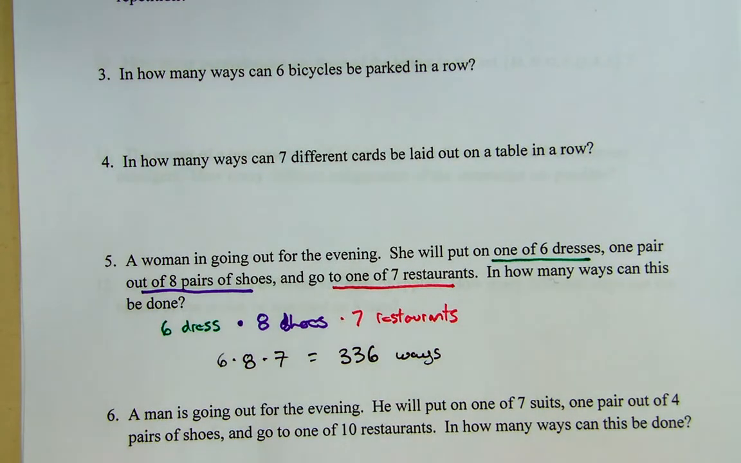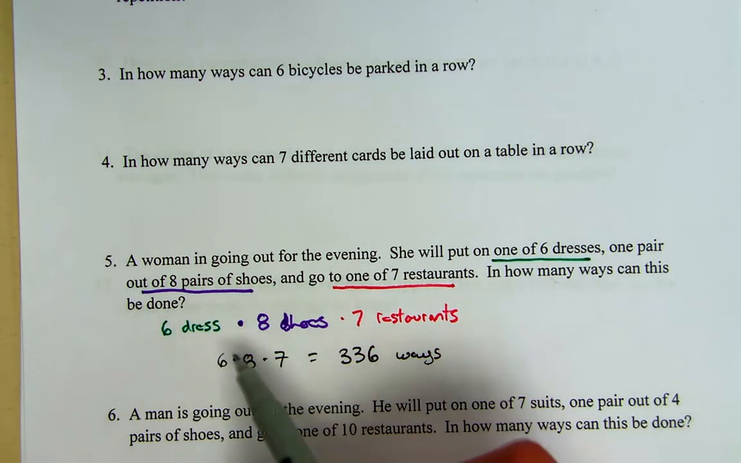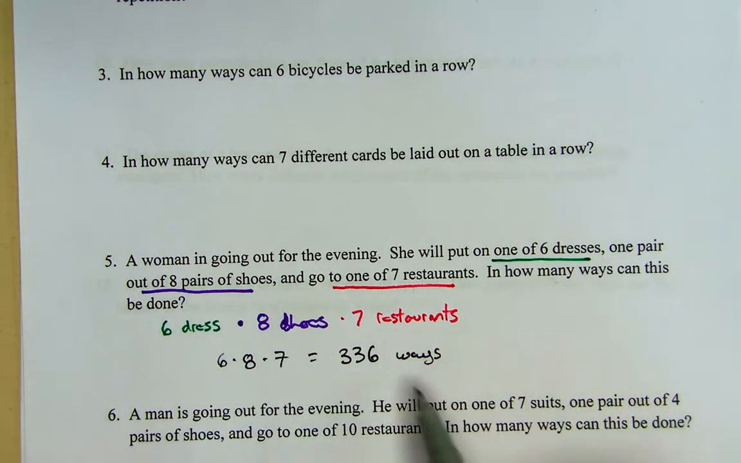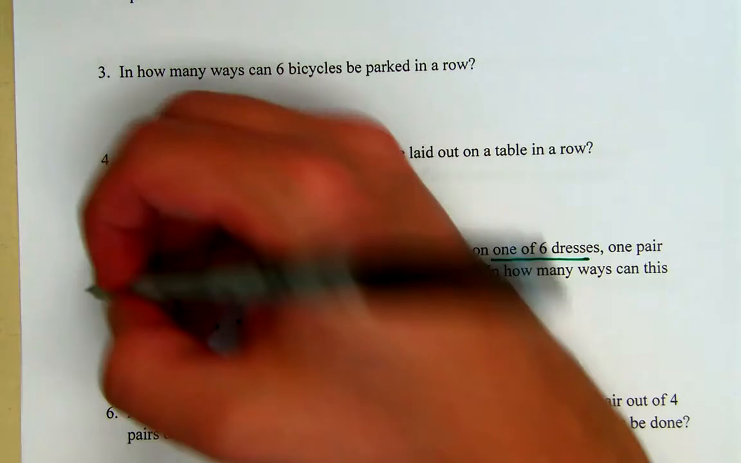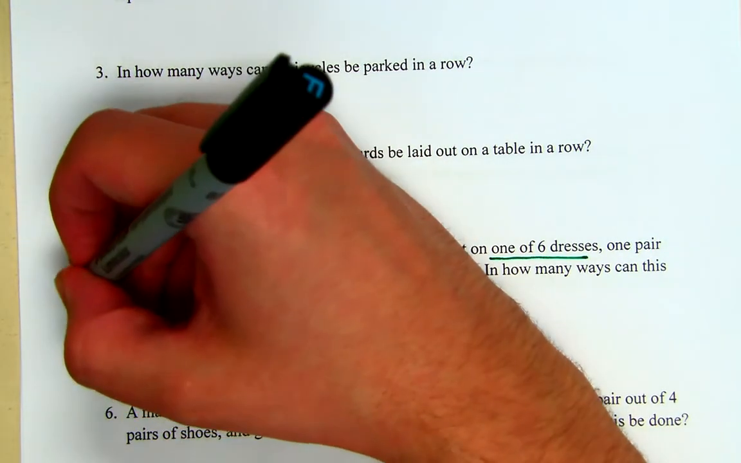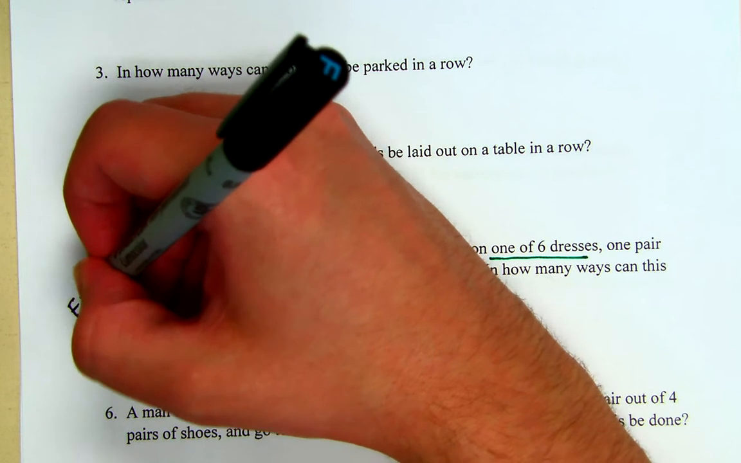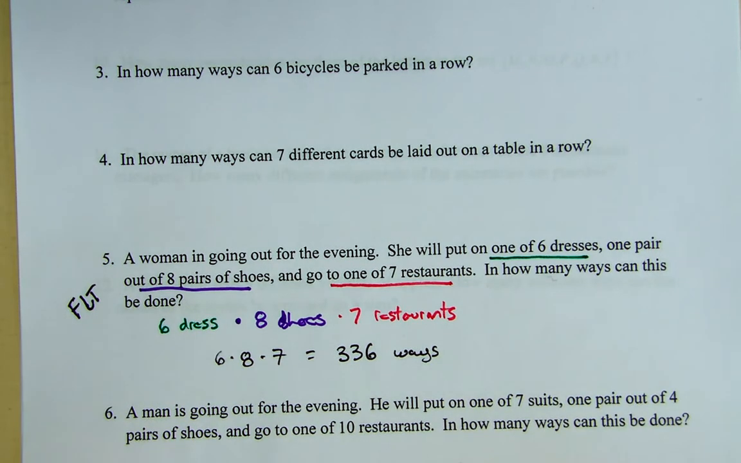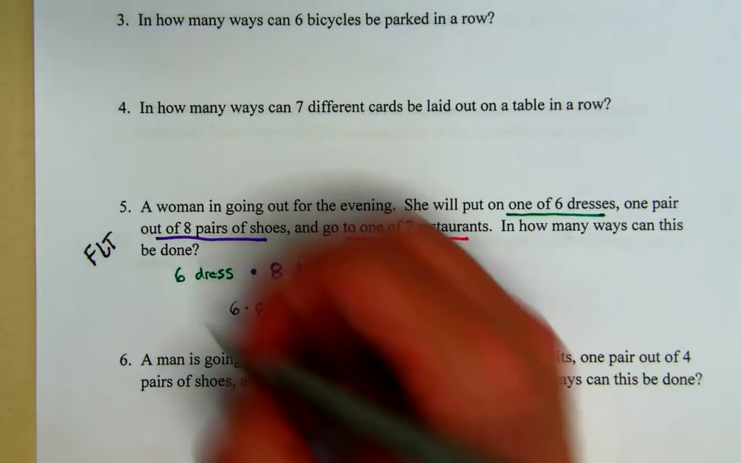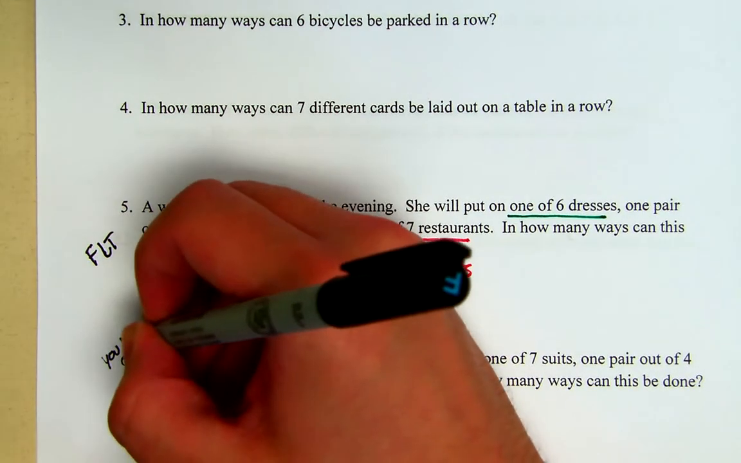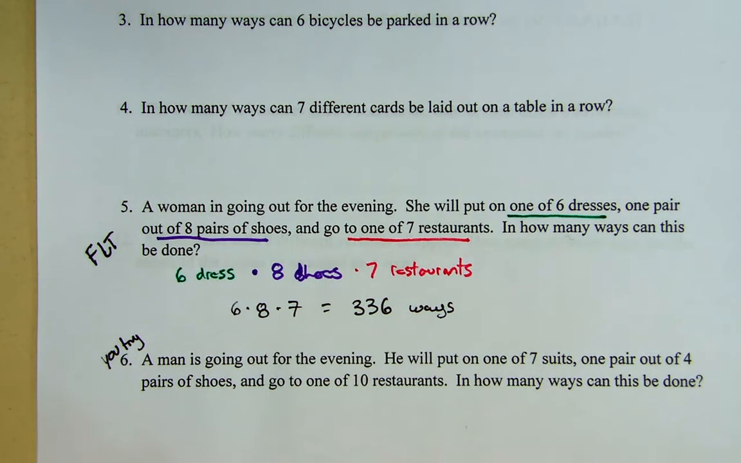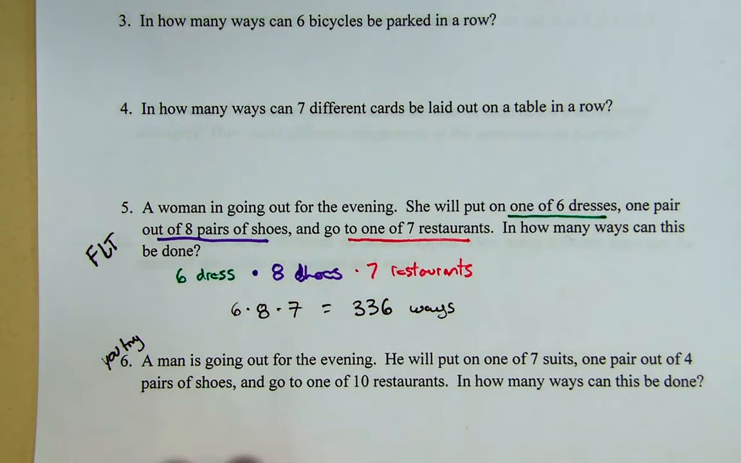So one way to think about this would be to make the list off to the side. But if I do one dress paired with all 8 shoes, all of the 7 restaurants, and do that for all of them, it is exhausting. So again, multiplying them all is that fundamental counting principle. Sometimes you may hear me say FCT. Alright, so then after this one, this is the one that you should try on your own. But let's go revisit some of these problems up here.